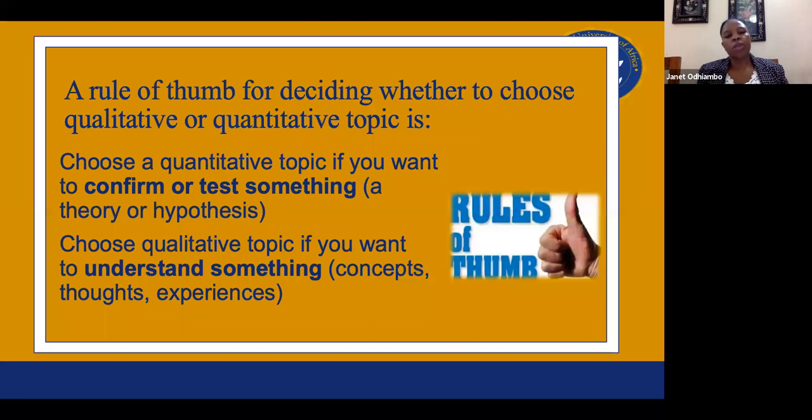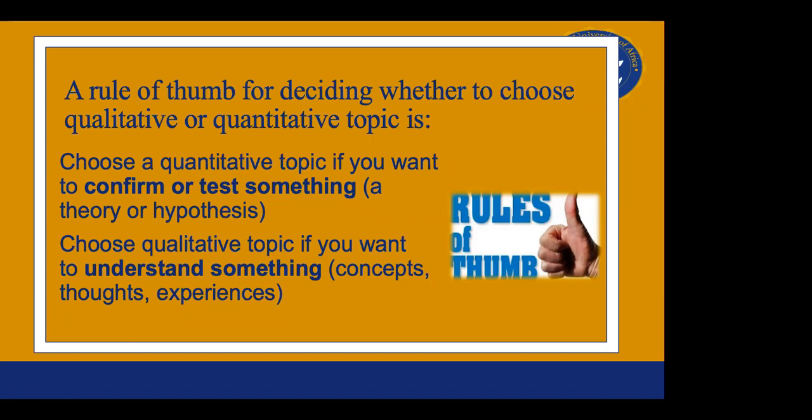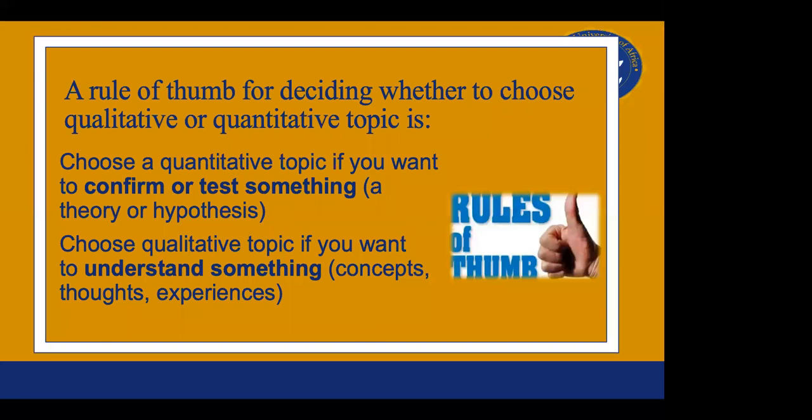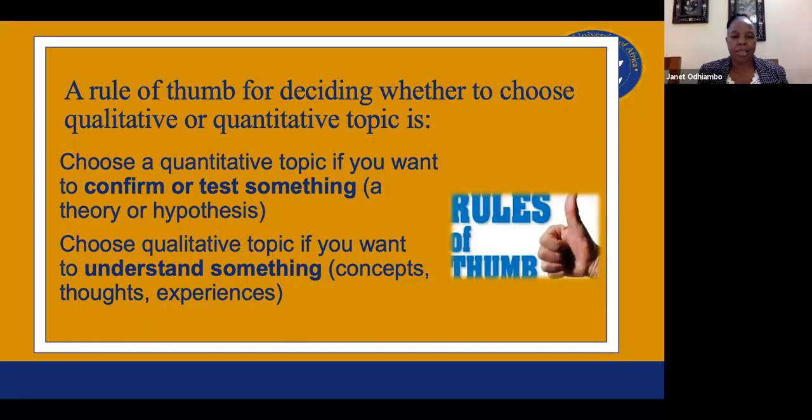If you want to choose a mixed method, it is because you really think that is what will serve your research more, meaning both these characteristics are in your research. You want to confirm something, and you also want to understand something, then go for a mixed method. But remember, it's not called confused method, it's called mixed method.